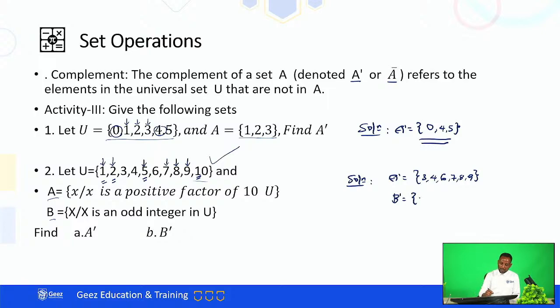Complement: the set of all x such that x is an odd integer in U. Odd integer in U. So you focus on odd integer in U and without odd.